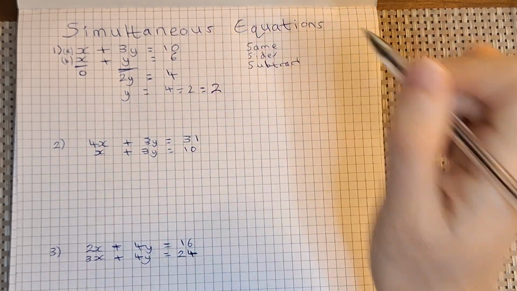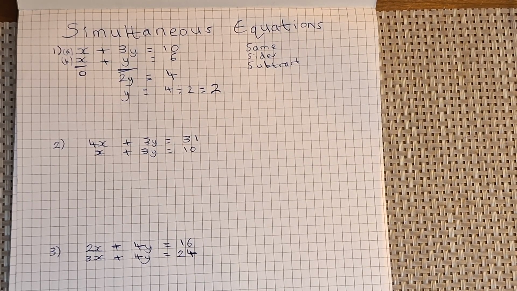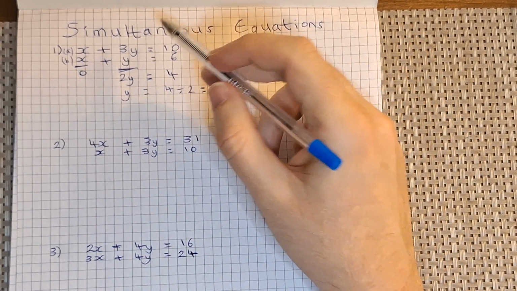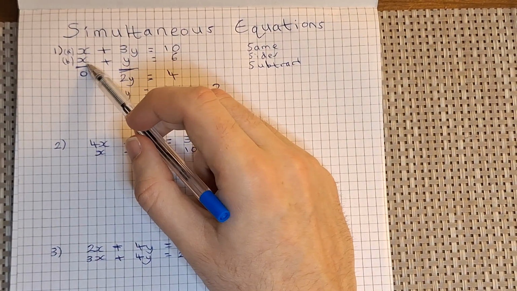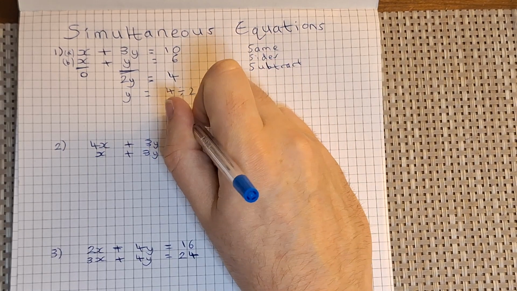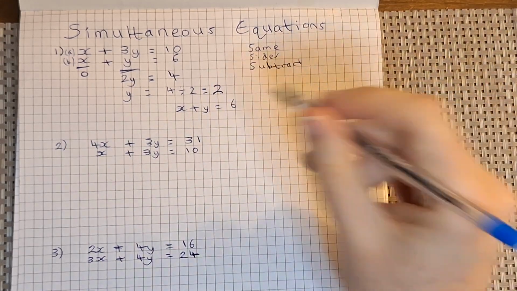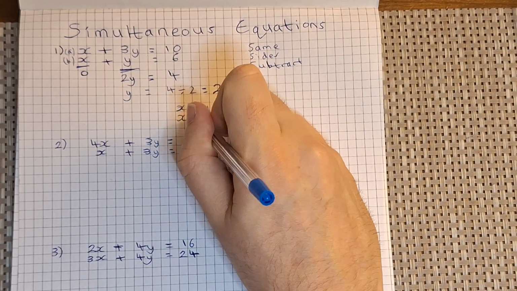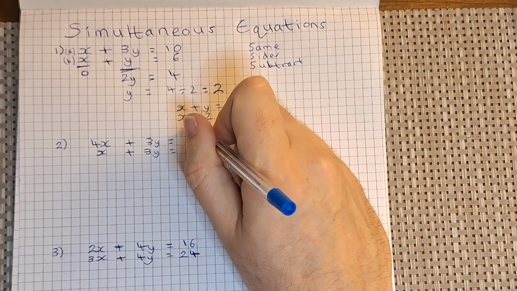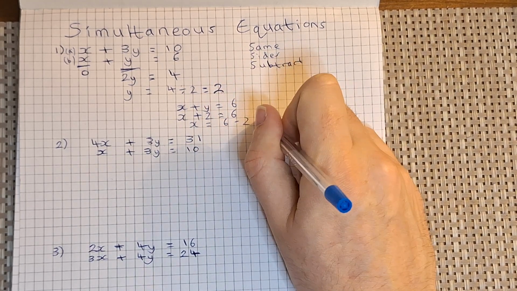Okay, now we've found y, we need to find x. I'm going to substitute y is 2 into one of these equations. We've got x plus y equals 6, and we know y is 2, so x plus 2 equals 6. Therefore, x is going to be 6 take away 2, which equals 4.